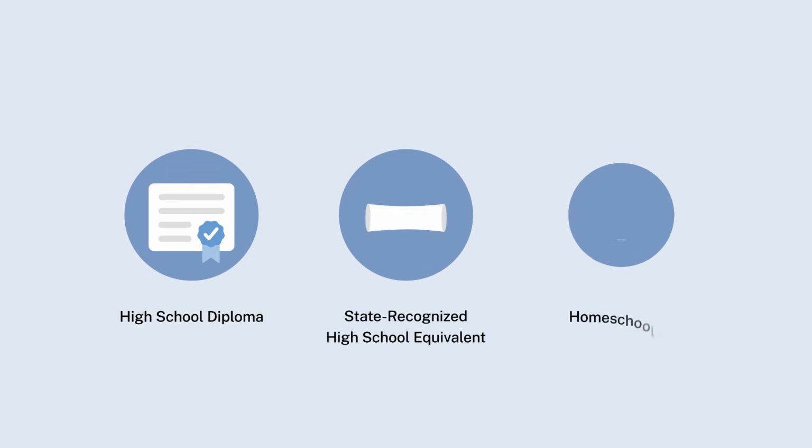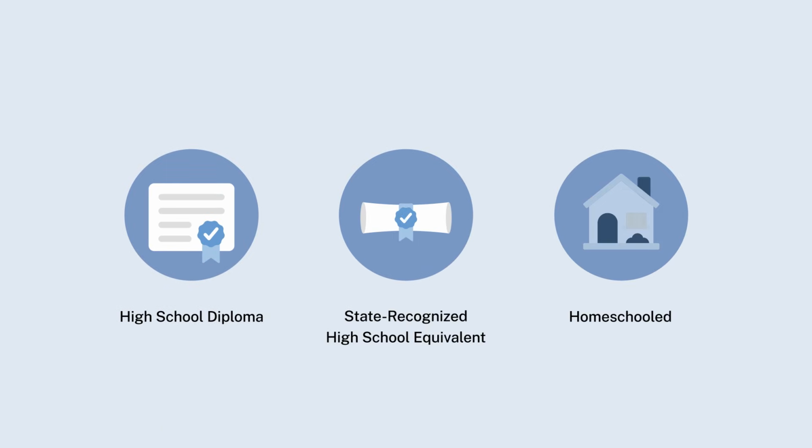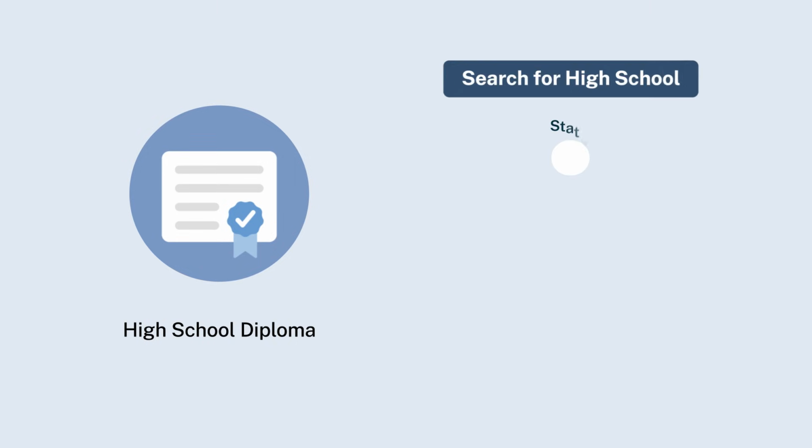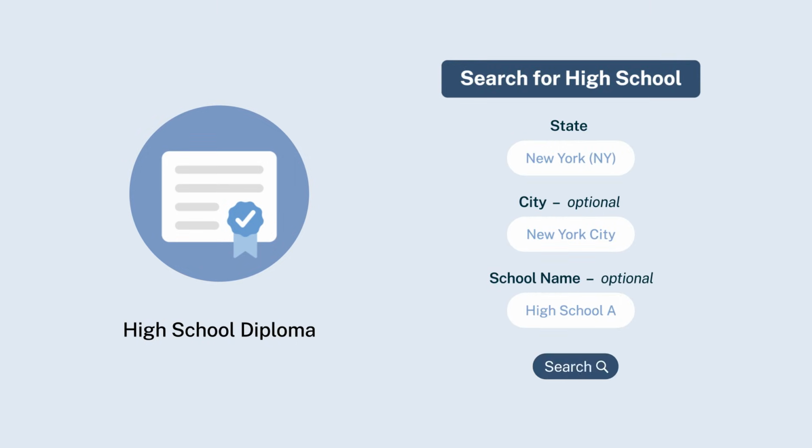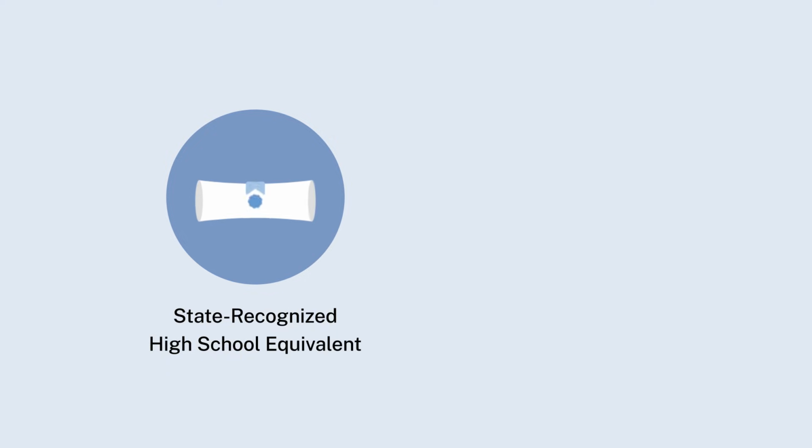The next question will ask you to select your high school completion status, and if you select high school diploma, you'll enter the state, city, and school name to search for your high school. Once you've found your high school, you'll be asked to confirm your selection. If you select state-recognized high school equivalent, you'll select the type of equivalent and issuing state.